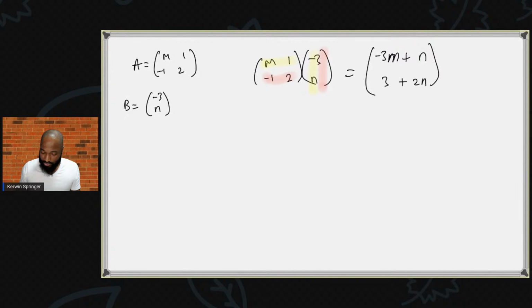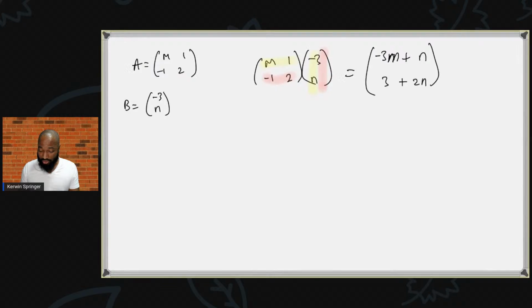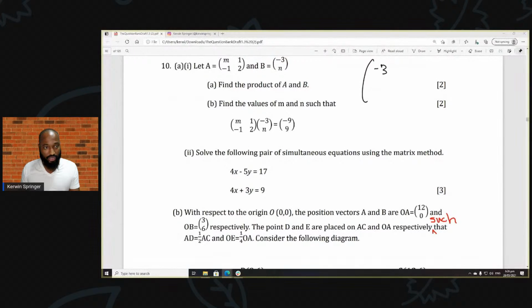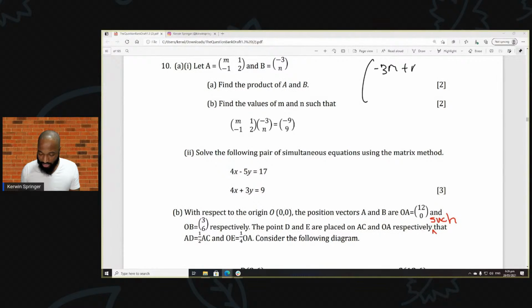All right. So this is the multiplication. That is it. That's what you wanted, right? So that's the answer there. Find the product of A and B. You have negative 3m. Everybody agree with that? Negative 3m plus 1 by n. All right, so negative 3m plus n, and then 3 plus 2n. I feel like that's good. Once I make no transcription errors, everything looking good here.